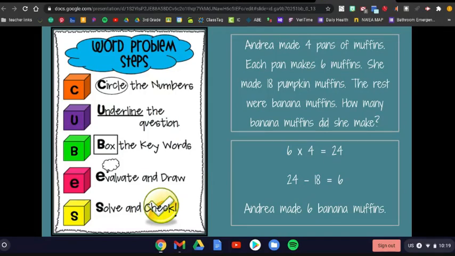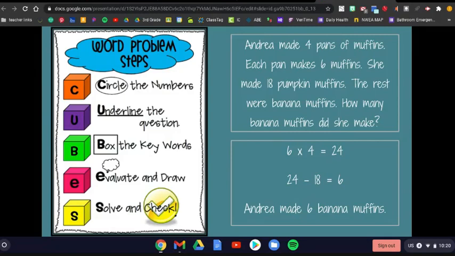Okay, perfect. So Andrea, I drew you all a picture and it didn't post, so I'll have to show you that later. Andrea made 4 pans of muffins, and each pan makes 6. So try and visualize that in your head. 6 times 4 is 24 total muffins that Andrea made. And I know that 18 of them were pumpkin, but I don't know how many were banana. So I took the total and took away a part, and 24 minus 18 is 6. She made 6 banana muffins.